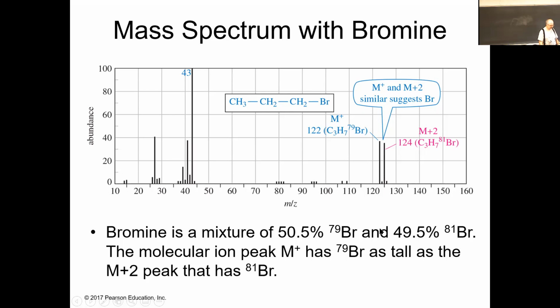And 43 would be the propyl. So we've lost the bromine atom here, and this likely will rearrange to an isopropyl.